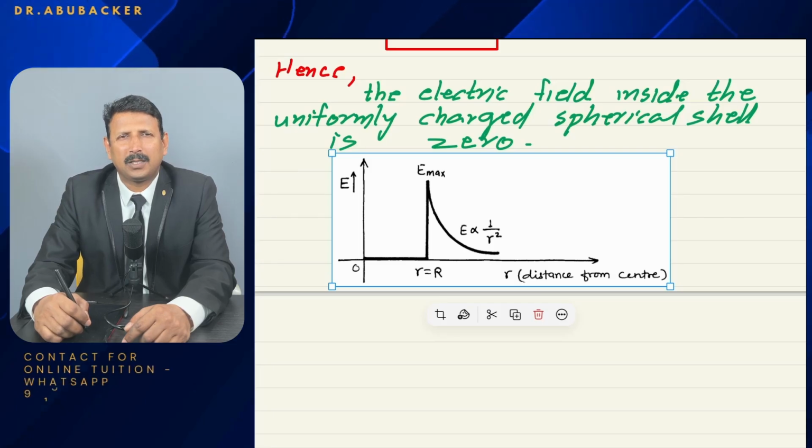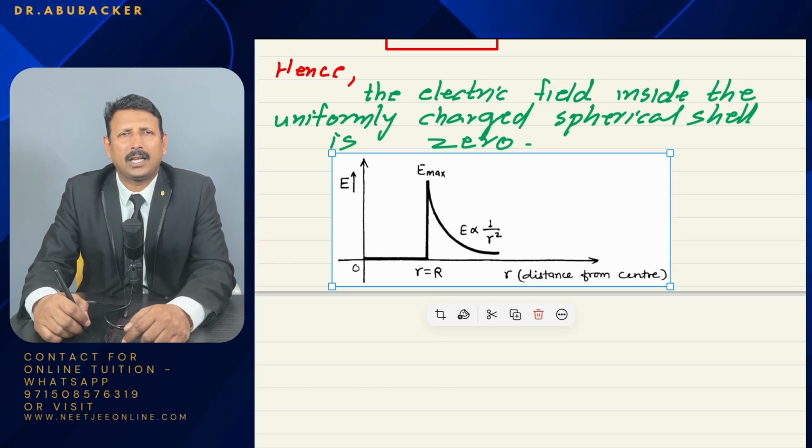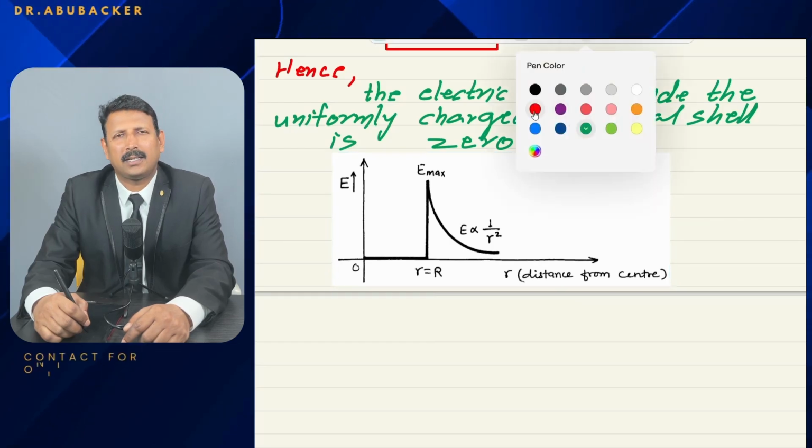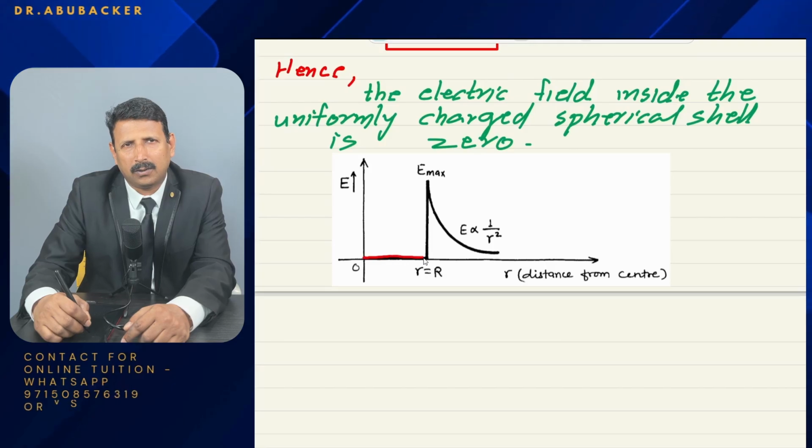Look into the diagram. This question has been asked, not once, more than once in the board paper. This is showing the variation of electric field for a charged shell, for the point outside the shell, on the shell, and inside the shell. That is the graph. I am just marking it, observe clearly.